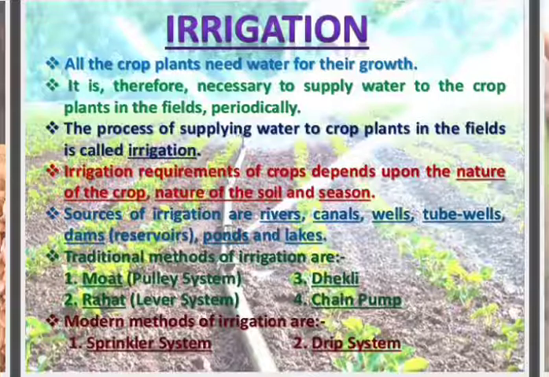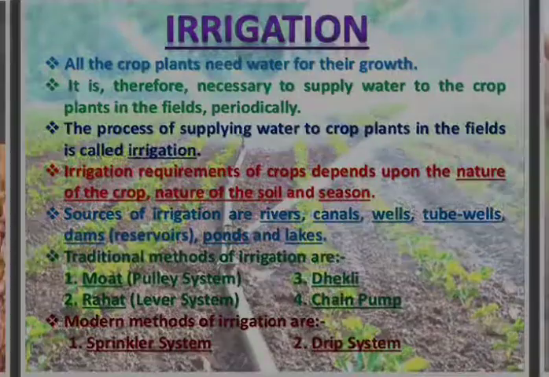Traditional methods of irrigation are moat, that is the pulley system, rahat, the lever system, third the chain pump. Modern methods of irrigation are the sprinkler system and the drip system.